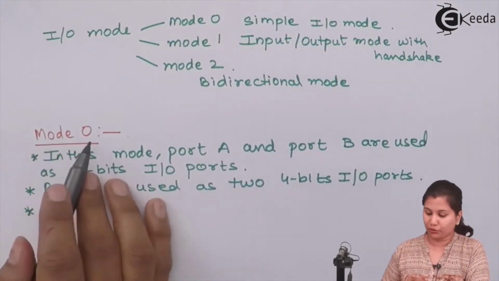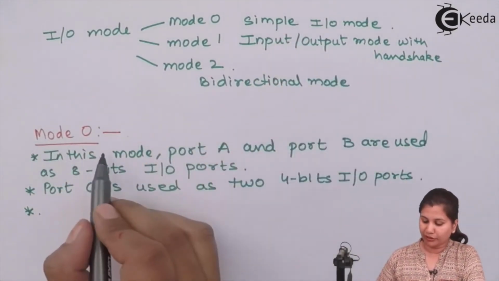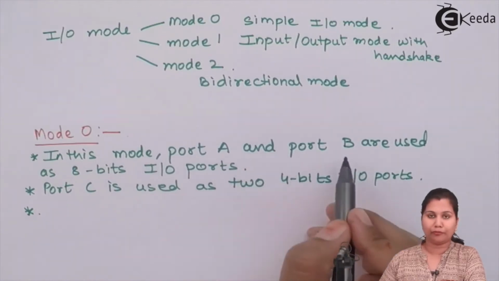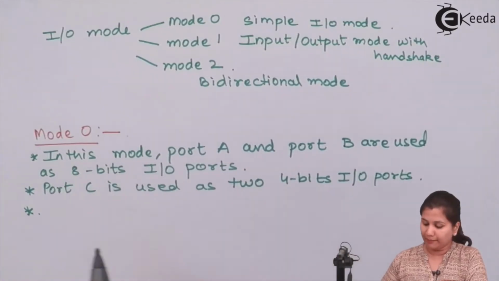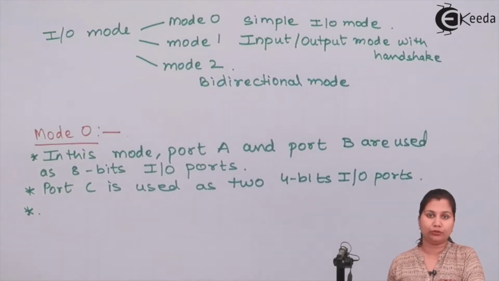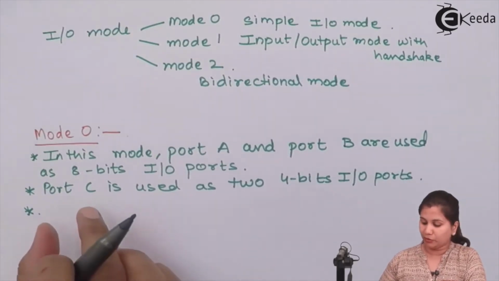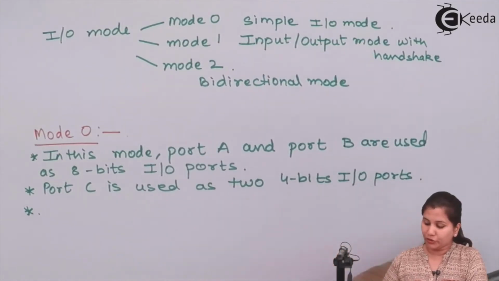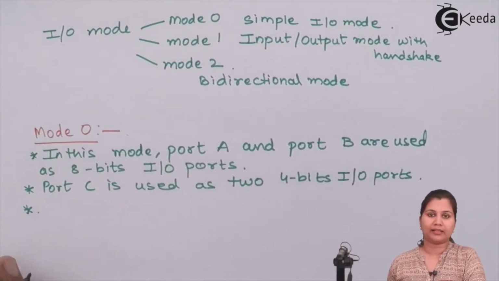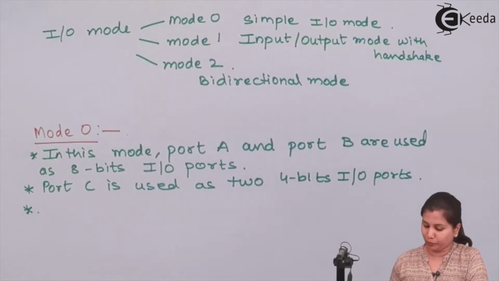So mode 0 is known as simple input output mode. In this mode, port A and port B can be used as 8-bit input output ports, and port C, because it is divided into two parts, can be used as two 4-bit input output ports. Each of these ports can be assigned the function of either an input port or an output port.